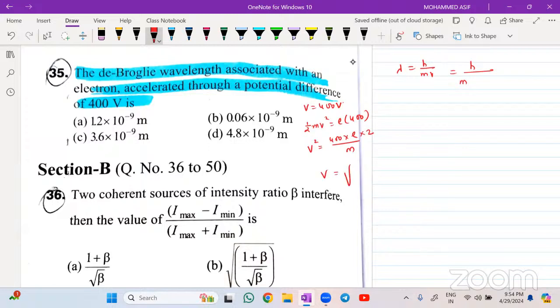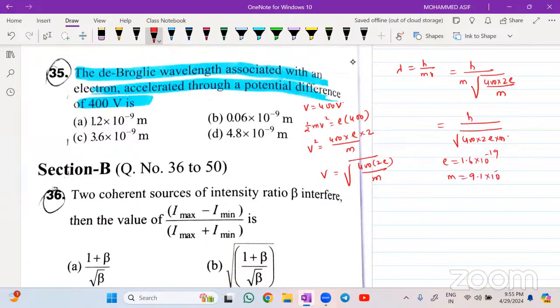So this value v is equal to under root of 400 into 2e divided by m. V will be equal to under root of 400 into 2 times the charge of electron divided by mass of electron. So this value is equal to h divided by m; take m inside and square it, so the m will go. So it is h divided by under root of 400 into 2 into e into m. Okay? You know the charge of electron, you know the mass of the electron. Calculate and you get the answer. The value of e is 1.6 into 10 to the power of minus 19 and mass will be equal to 9.1 into 10 to the power of minus 31. With these values that will give me the de Broglie wavelength.